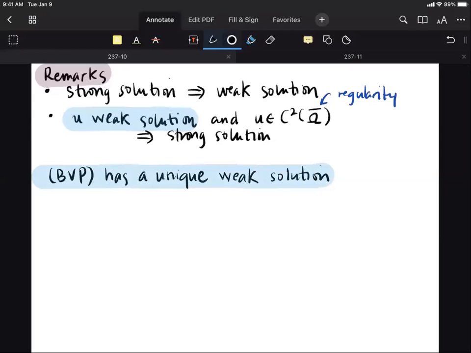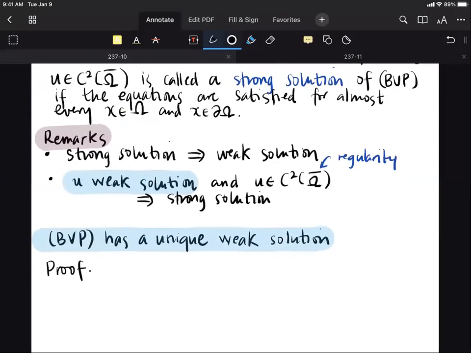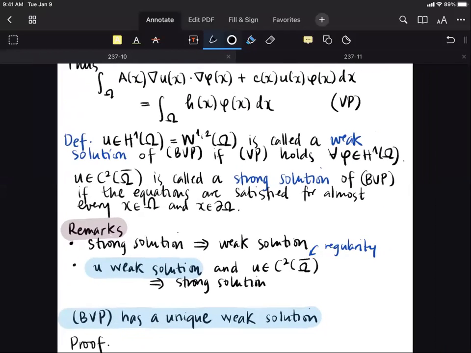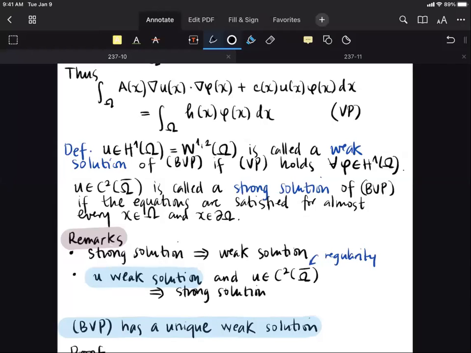So to prove this claim, we will apply the Lax-Milgram lemma. Going back to the statement of the Lax-Milgram lemma, we need to write this in terms of a bilinear form and an element of the dual space. Here, our Hilbert space is the Sobolev space H1.